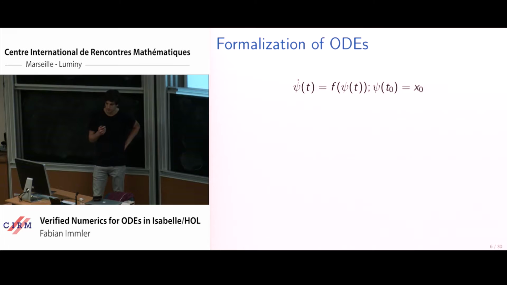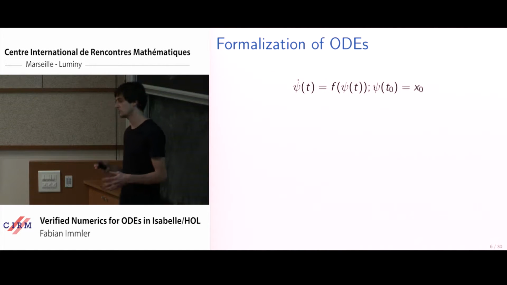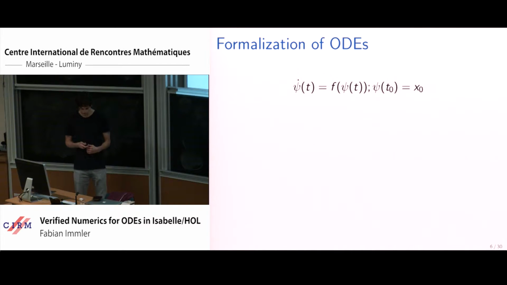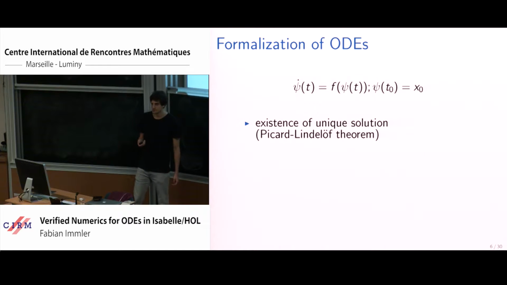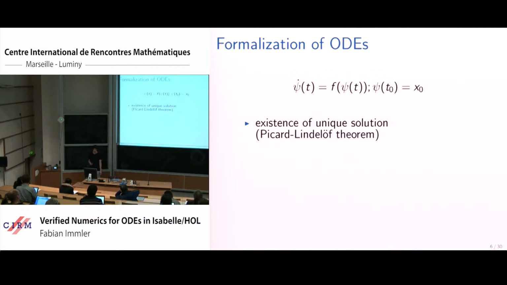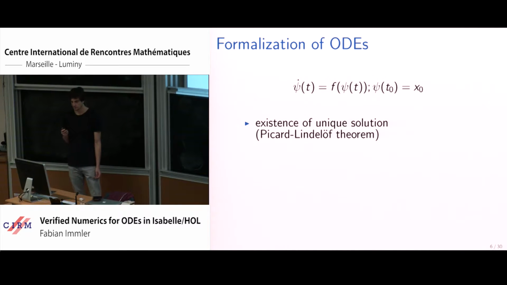Coming to how we formalized ODEs in Isabelle. So we look at, in this case, autonomous ODEs, where the derivative of some unknown function psi is given by some right-hand side, which may depend on the value of psi at that time. And usually an ODE is equipped with an initial condition. That means at time 0, you have to start at a value x0. So the first thing you want to formalize when you talk about ODEs is the existence of a unique solution, which is given under relatively mild assumptions. It's known as the Picard-Lindelöf theorem.